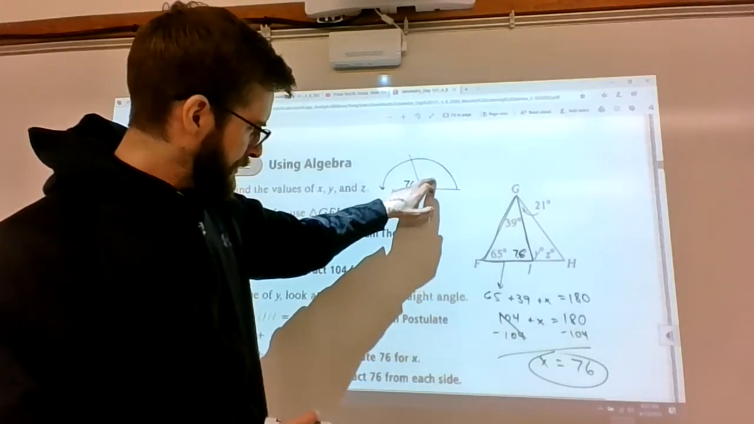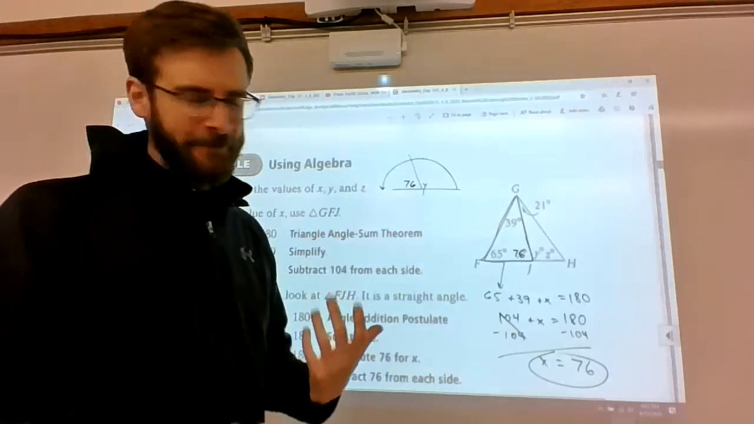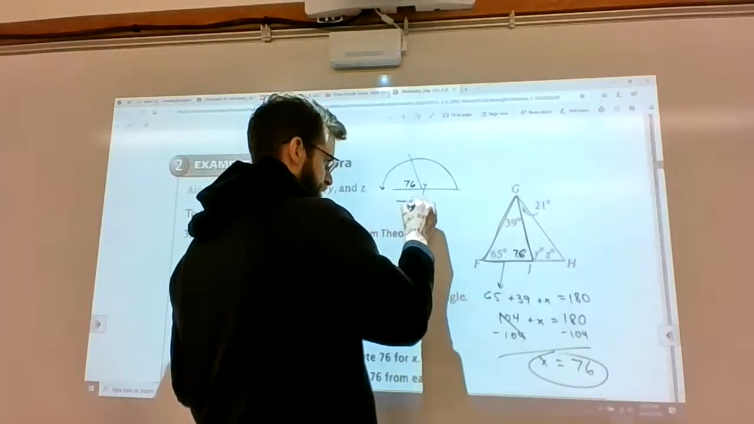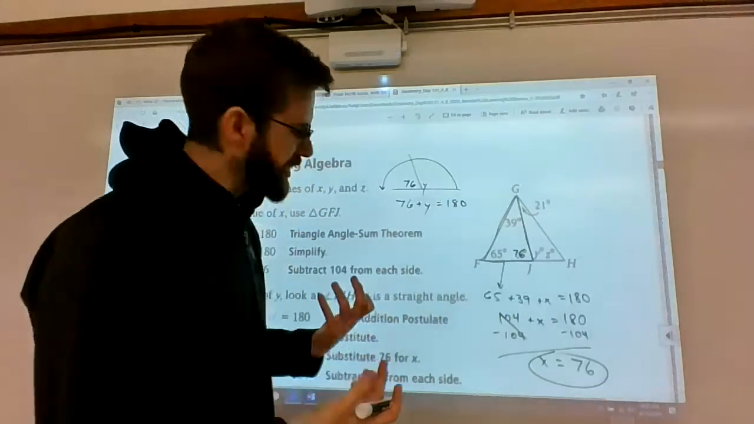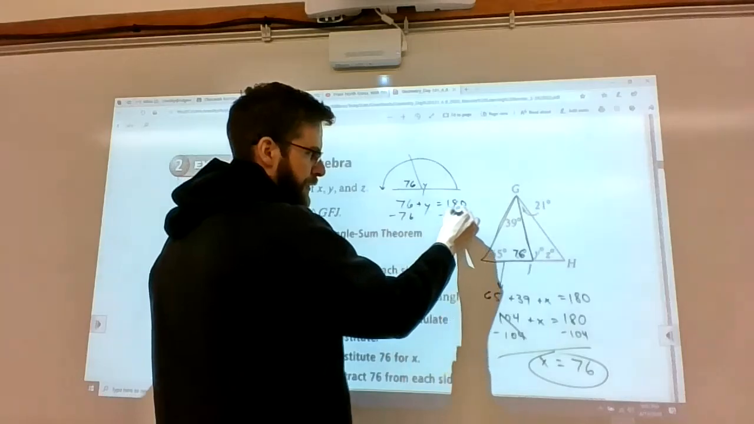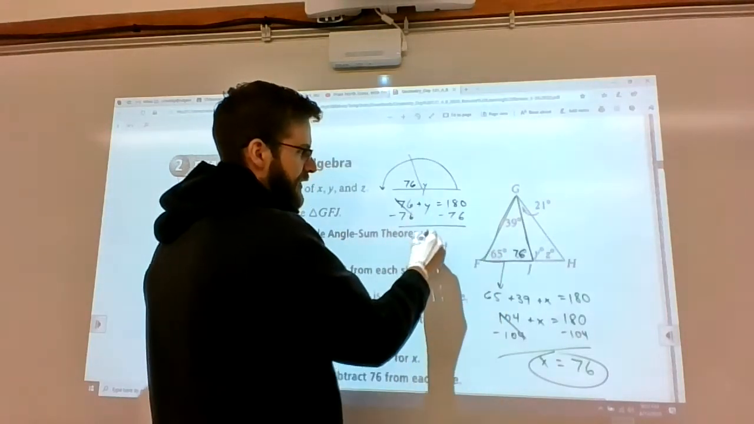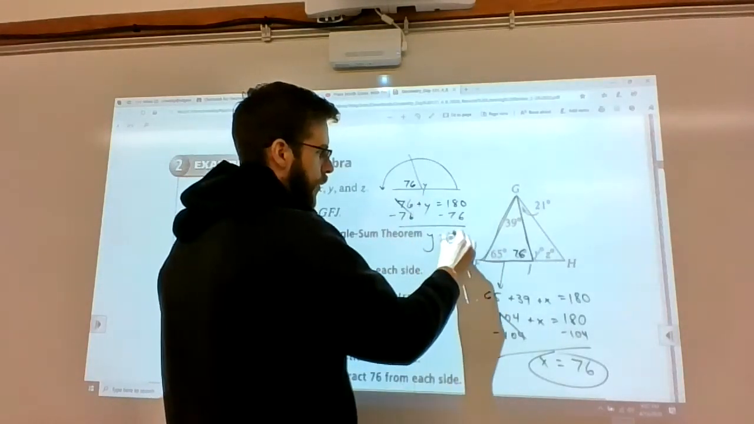So what plus 76 gives you 180? Simple subtraction again. Take 76 from both sides, and you get y is equal to 104.